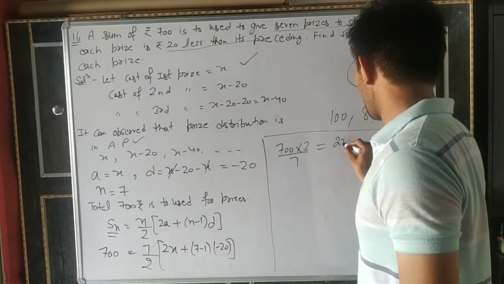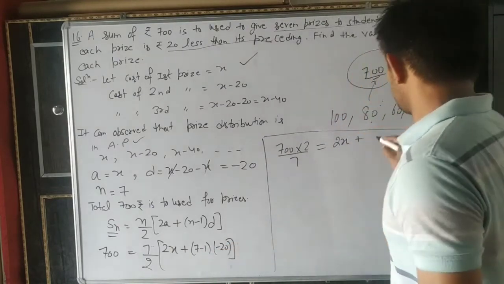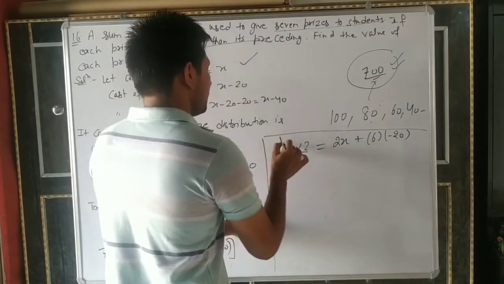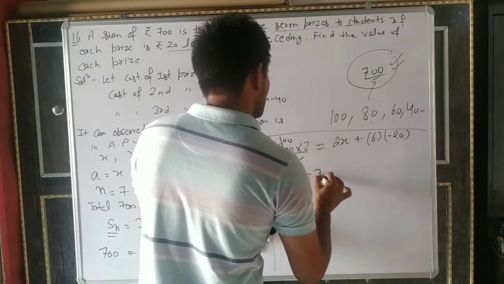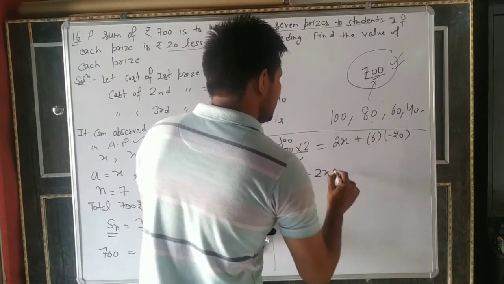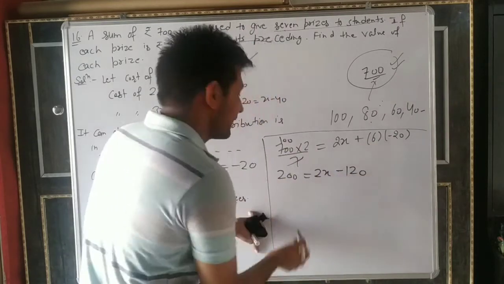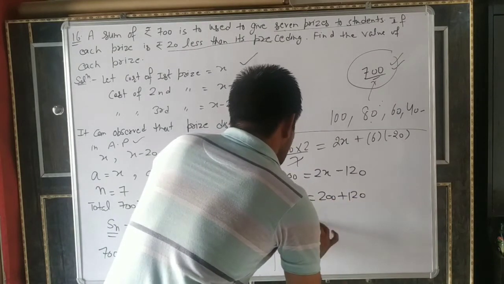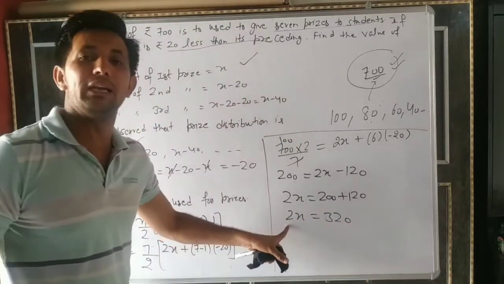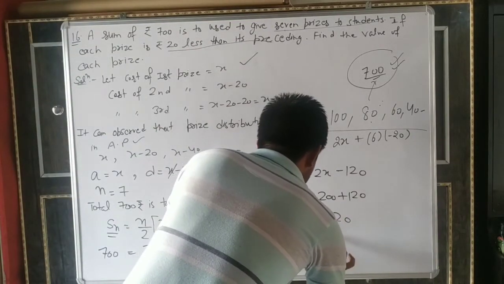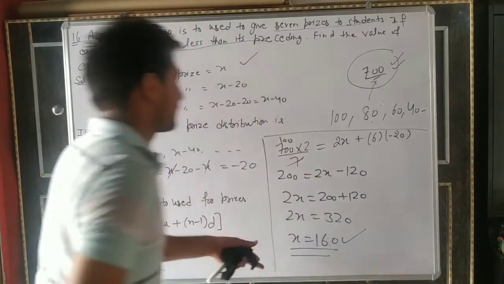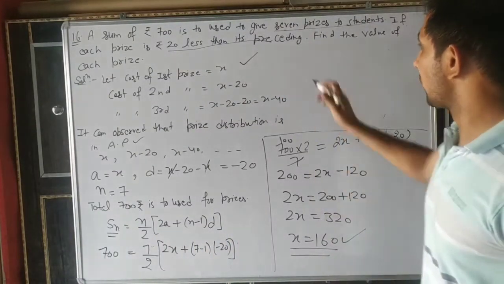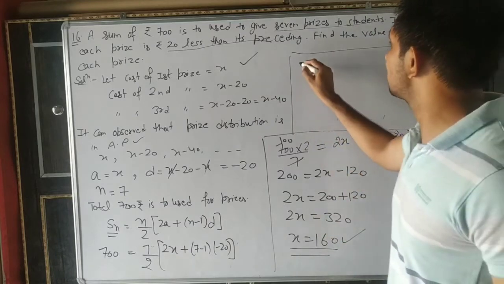Now 2X plus 7 minus 1, that is 6, into minus 20. So it becomes 100 into 2, 200 equals 2X minus 120. Negative on one side becomes positive on the other side: 200 plus 120, it becomes 320. 2 is multiplied here, so on the other side it divides. So what is the first prize? The cost of the first prize, write it here, is 160.